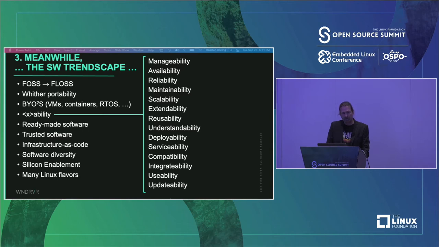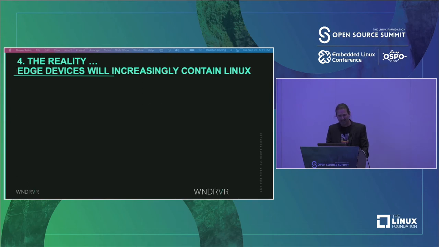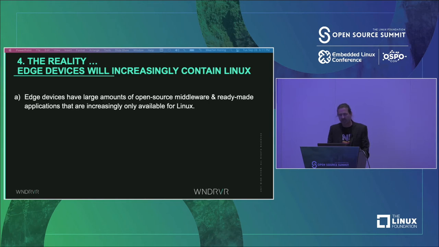And meanwhile, ready-made software is coming, you know, platforms as binaries, middleware, trusted software with provenance that we're going to be able to stream in to our systems, etc. You know, so we have a lot to deal with as software architects. And so the reality is that edge devices are going to increasingly contain Linux. You know, and I have a little proof here around that.